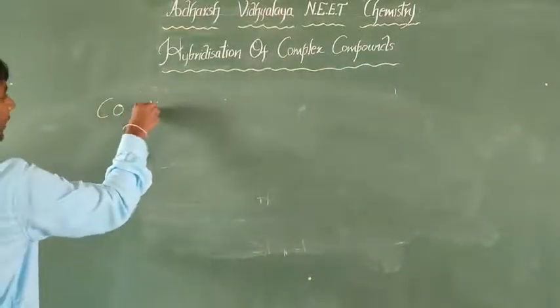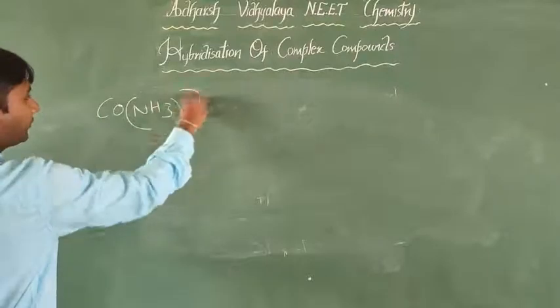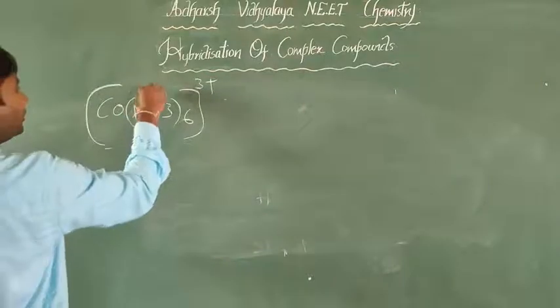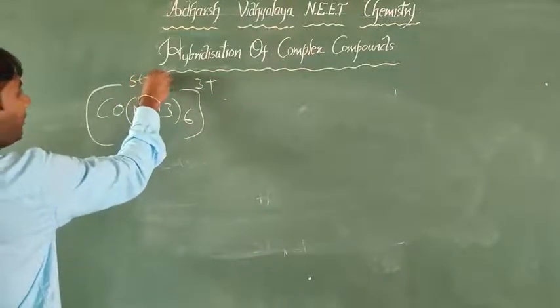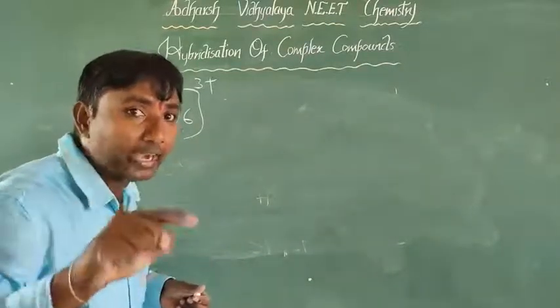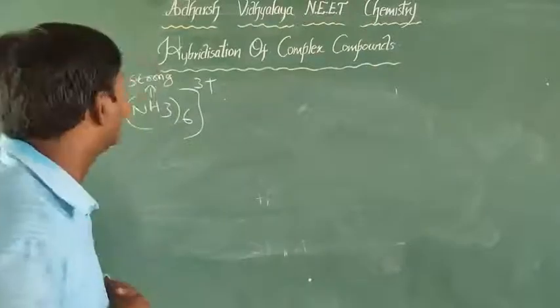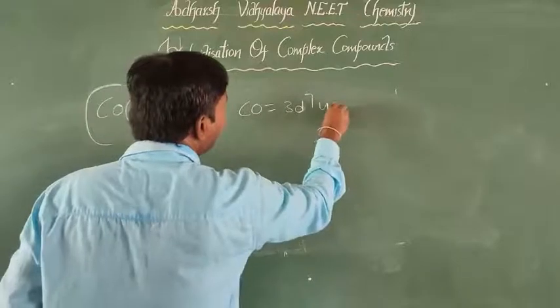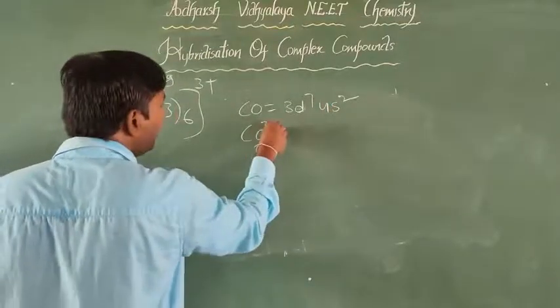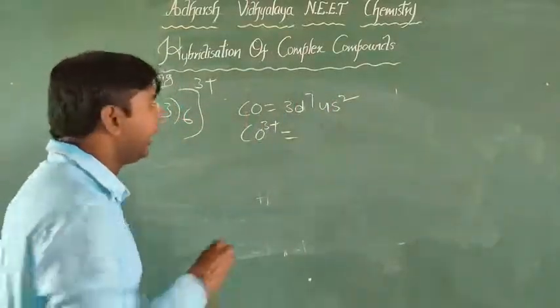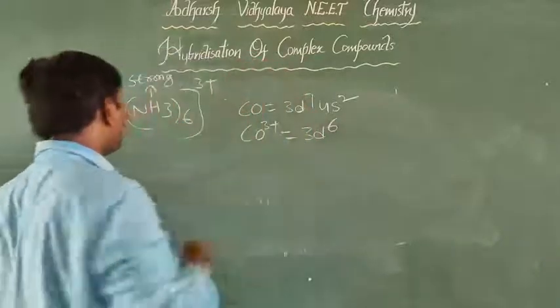For example, Co(NH3)6 3+. Here, amine is a strong ligand. In the presence of a strong ligand, electrons undergo pairing. Cobalt's configuration is 3d7 4s2. Cobalt 3+ means 2 electrons are removed from 4s and 1 electron from 3d. That means 3d6.